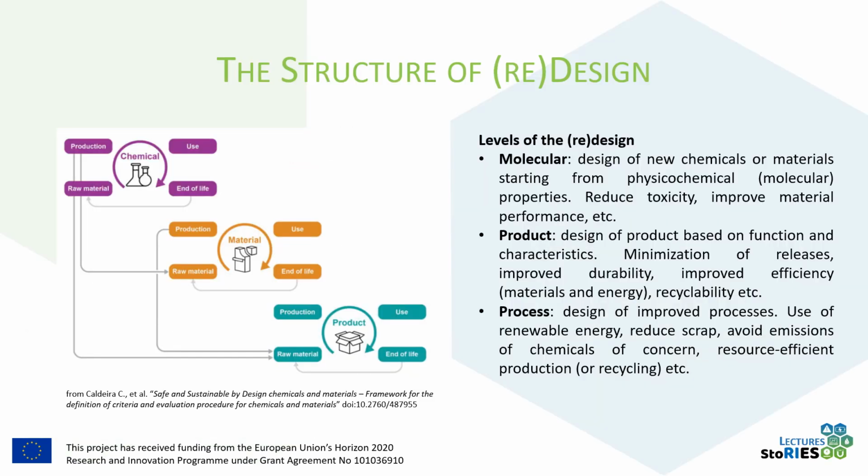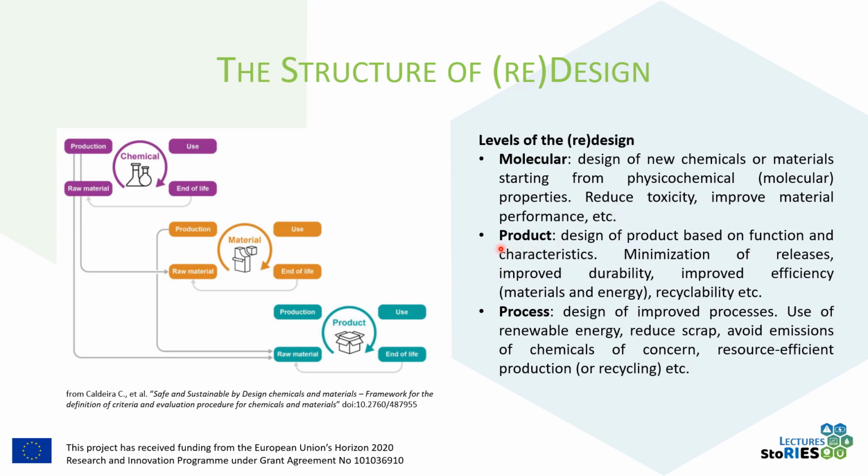The innovation process, that is what we can generally refer to as the design or redesign, can take measures at different scales and also at different stages along the entire life cycle. So we have levels of the redesign phase, and at the lowest one there is the molecular design. Molecular design is the design of a chemical or of a material with certain physicochemical properties. And some examples could be the reduction of toxicity, or improving some material performance that are of course related with the application of this material.